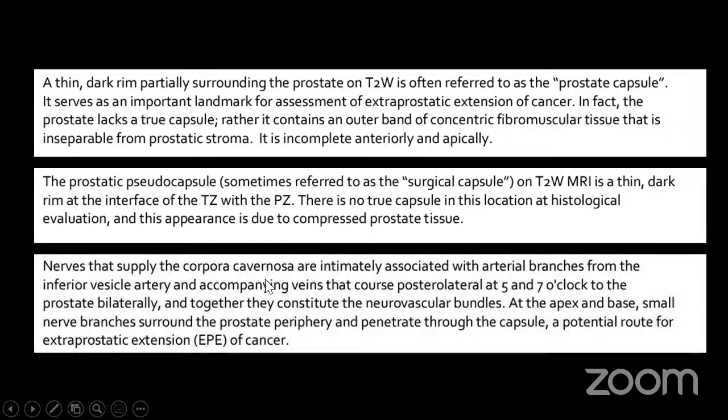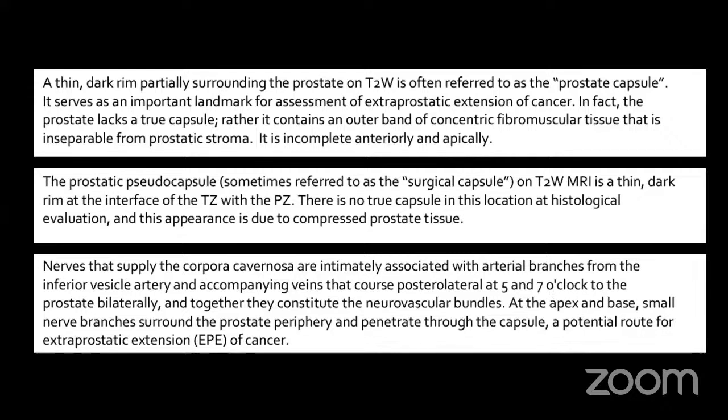Nerves that supply the corpora cavernosa are intimately associated with the arterial branches from the inferior vesical artery and accompanying veins that course posterolaterally, that is at the 5 o'clock and 7 o'clock positions, to the prostate bilaterally. So these are the neurovascular bundles, which we keep on talking about. So when we are describing our prostate malignancy, specifically in the peripheral zone, we try to inform whether there is involvement of the neurovascular bundles or not. So this is the important location: posterolateral aspect, 5 and 7 o'clock position.